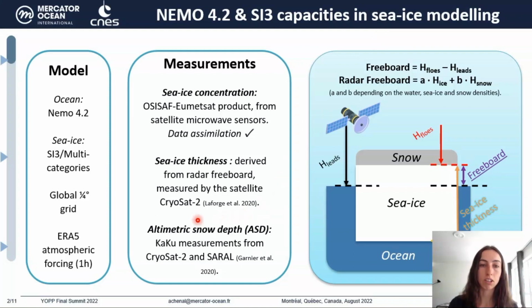We use an altimetric snow depth product called ASD-KU, which computes the difference between CryoSat-2 Ku band measurements, reflected by the sea ice, and several AltiKa measurements, reflected by the top of the snow. It is important to keep in mind that these measurements don't have the same spatial and temporal resolution. For example, CryoSat-2 radar freeboard measurements are available only in winter. I will now present a short overview of the results we obtained in both hemispheres with this model configuration.